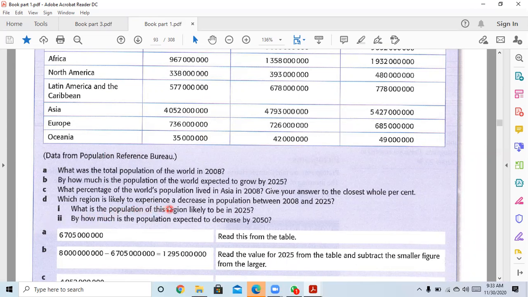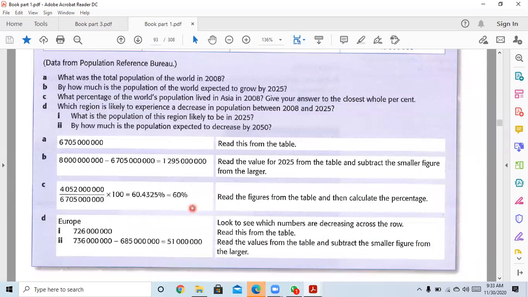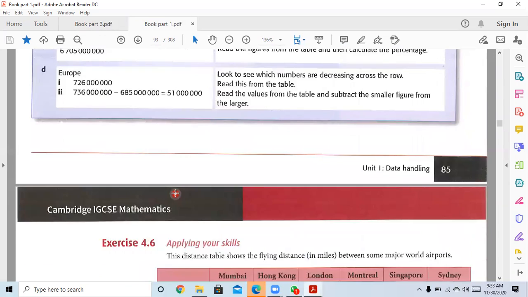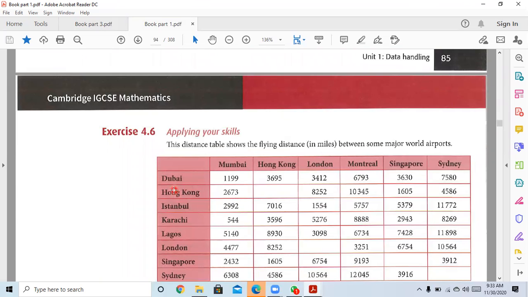Later he asked which region is most likely to experience a decrease in population between 2008 and 2025. You can observe this: here is Europe, its population decreases. So you mention it like that. Here we have another type of table that you can see.